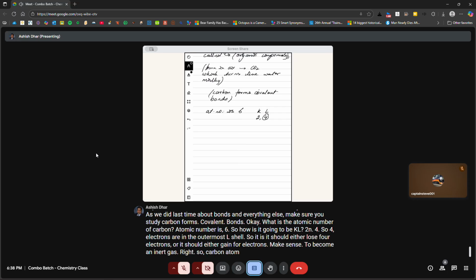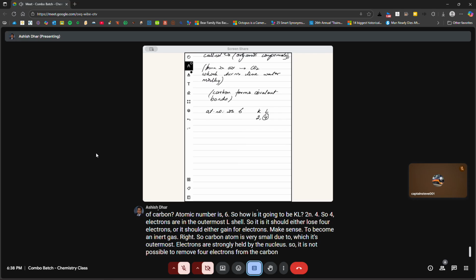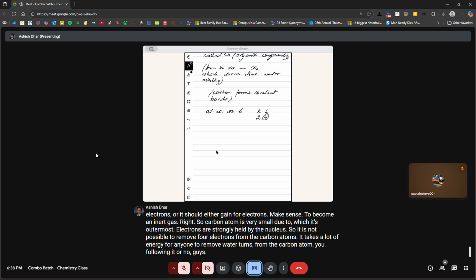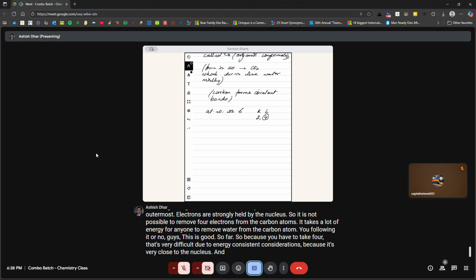The carbon atom is very small, due to which its outermost electrons are strongly held by the nucleus. So it is not possible to remove 4 electrons from the carbon atom. It takes a lot of energy to remove 4 electrons from the carbon atom. Are you following it, guys? Is this good so far? Because removing 4 is very difficult due to energy requirements, since the electrons are very close to the nucleus, and to acquire that inert gas configuration.